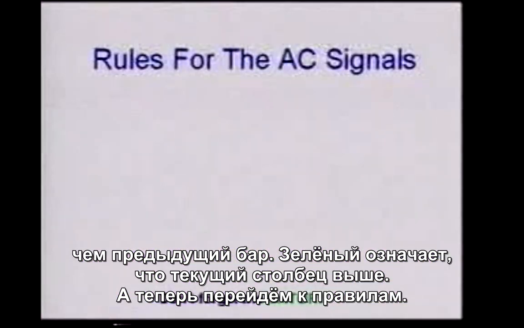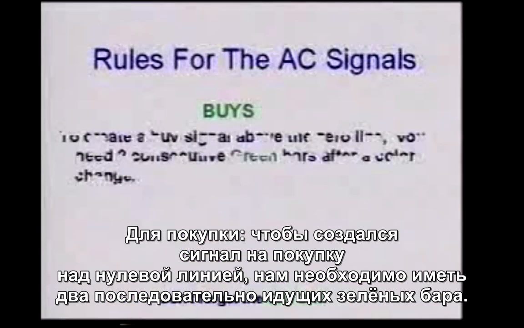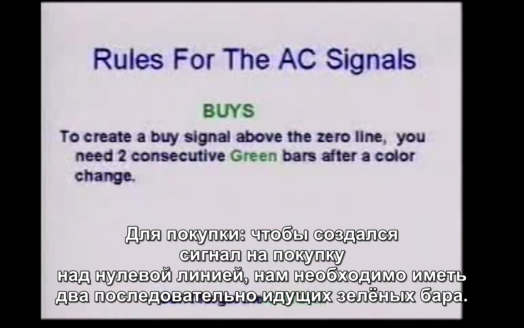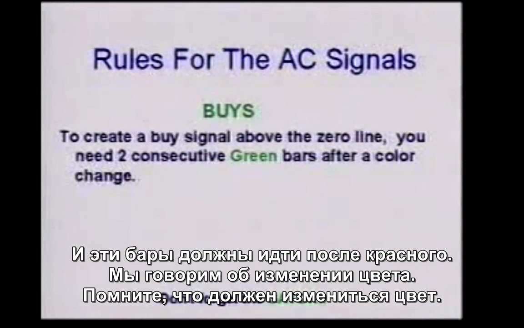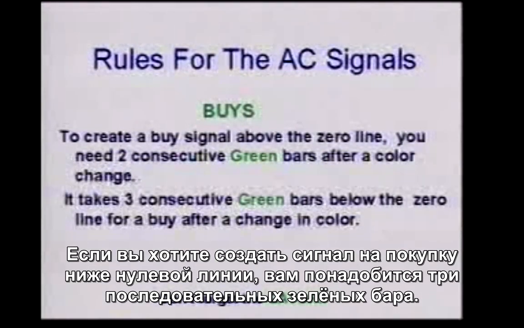So now let's go ahead and go through our rules. For the buys, to create a buy signal above the zero line, you need 2 consecutive green bars after a color change. And we're talking about color change. You must have the color change. Don't forget it. If you want to have a buy below zero, it's going to take 3 consecutive green bars.